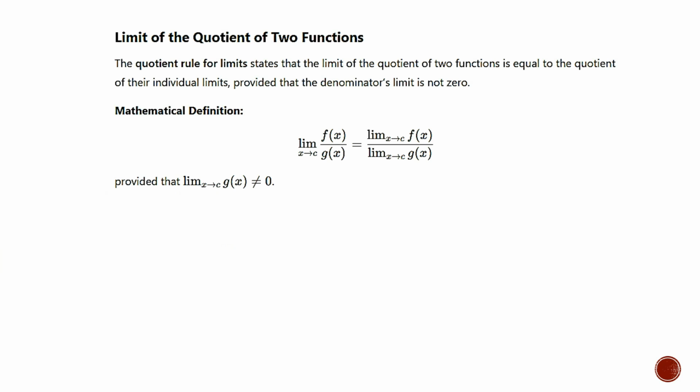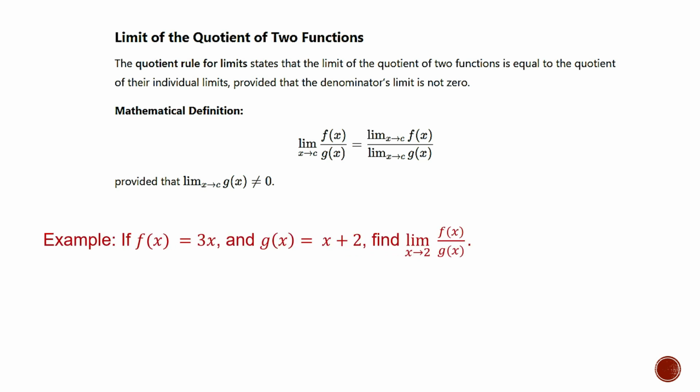So the limit of the quotient of two functions, and here it says that the limit of the quotient of two functions is equal to the quotient of their individual limits, provided that the denominator is not equal to zero. We know what's going to happen if the denominator is equal to zero, right? The entire function is going to be, or the result is going to be undefined.